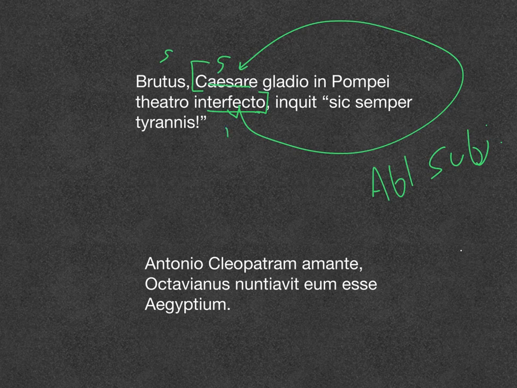That leads me to the next example here, because we don't need to have a perfect passive participle. We can have any kind of participle here. So we have Antonio Cleopatram amante, Octavianus nuntiavit eum esse Egyptium. If those of you that are paying attention, this is an ACI here, so that's kind of cool. I put that in there for you. That has nothing to do with ablative absolutes. I was just throwing that in there.